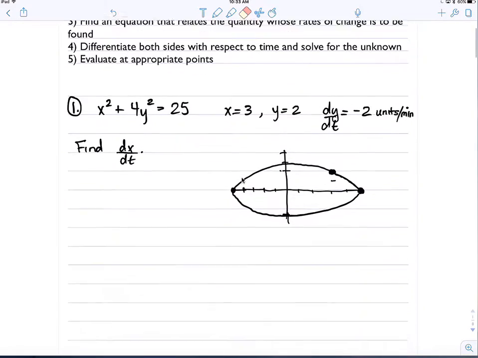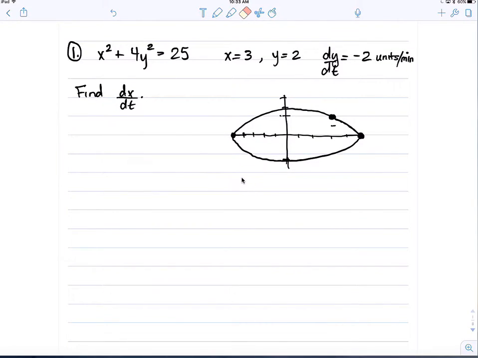Okay, so the first thing we're going to do is take our given equation: x squared plus 4y squared equals 25. Now the image out to the right, I had this drawn ahead of time. You can either use a graphing calculator or Desmos, an app you can use, to give you a sketch of it. Sometimes the visual helps, but in this case, this is what we're going to work with, and we're going to differentiate with respect to time.